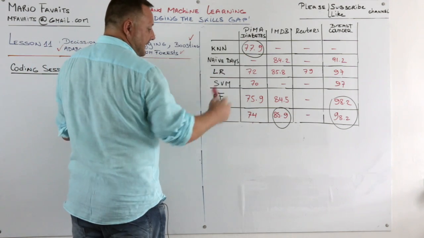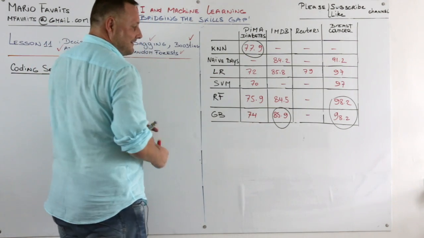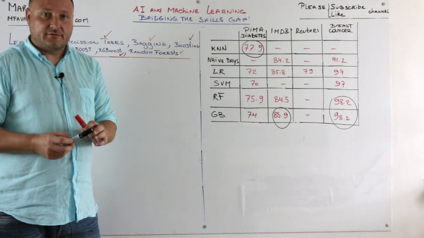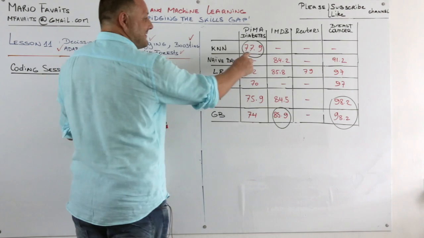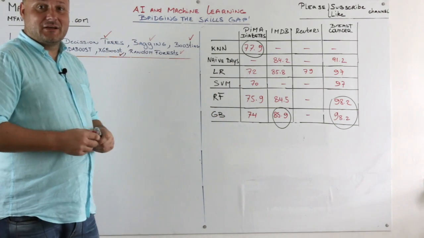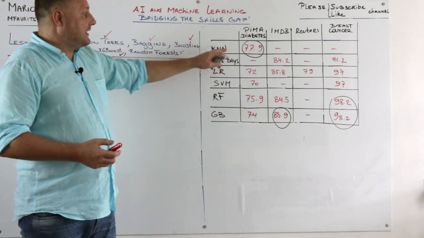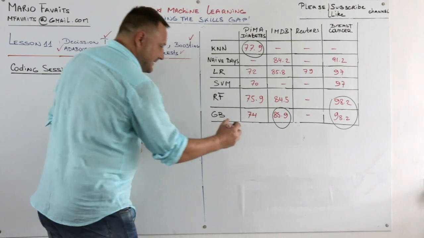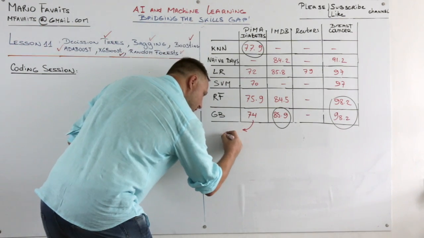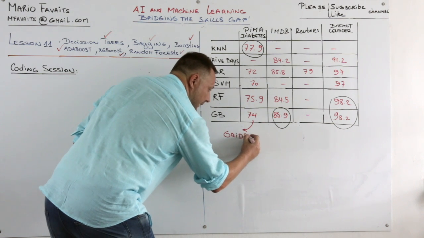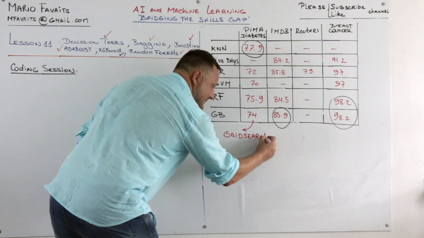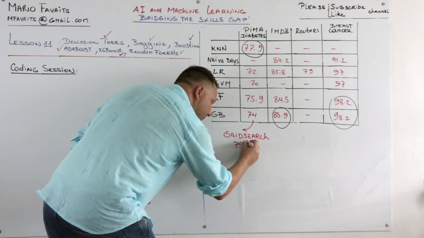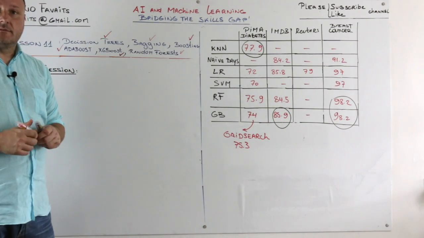For Pima Indians, it's 74. It's definitely not the best score. K-nearest neighbors by far gives us the best score, albeit that 77.9 is not really a great score. There's probably a lot of things that we can do to improve that score. I just need to tell you that when I use grid search, and we could do it for this data set, then the result was 75.3, which is slightly better.